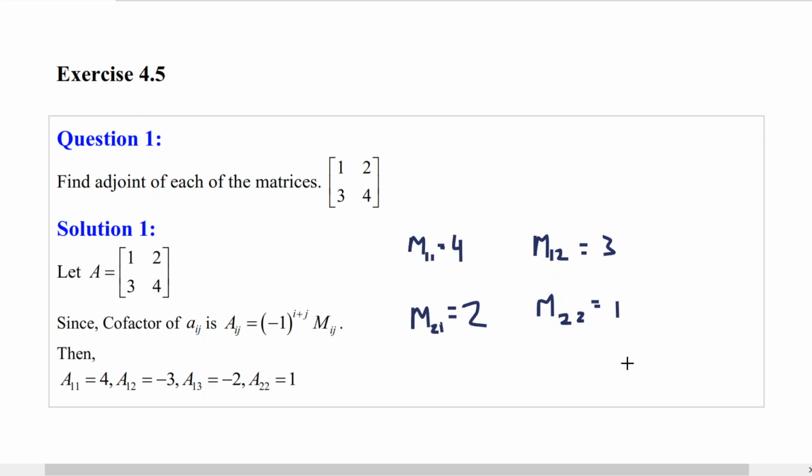In this video, we are going to do exercise 4.5. This exercise deals with adjoint of a matrix, its properties, inverse of the matrix by determinant method, and characteristic equation of the matrix. Now this video is going to be a bit long.